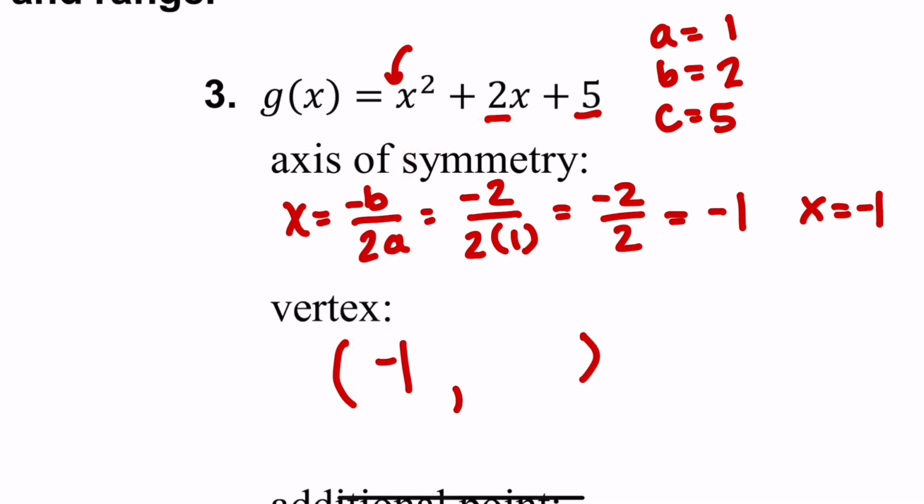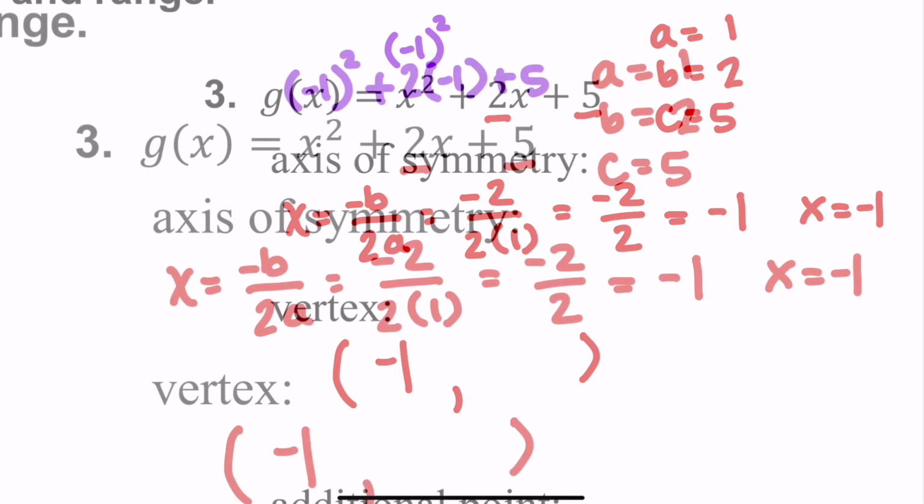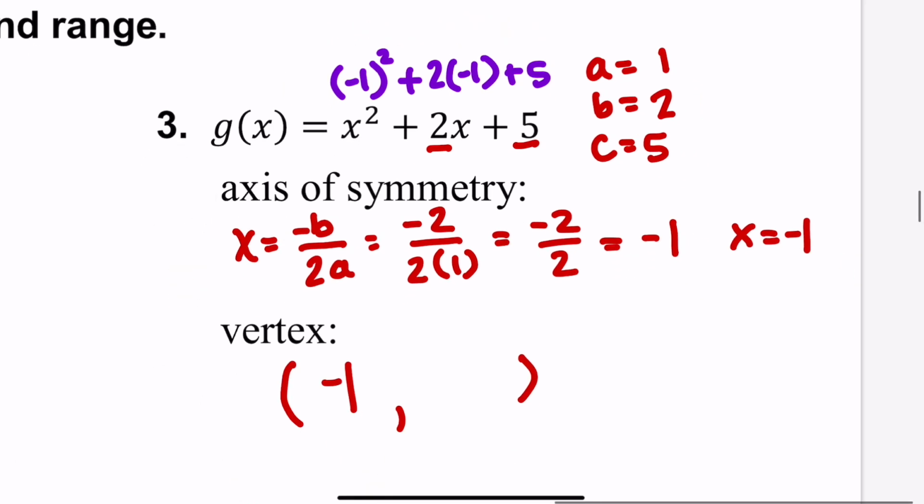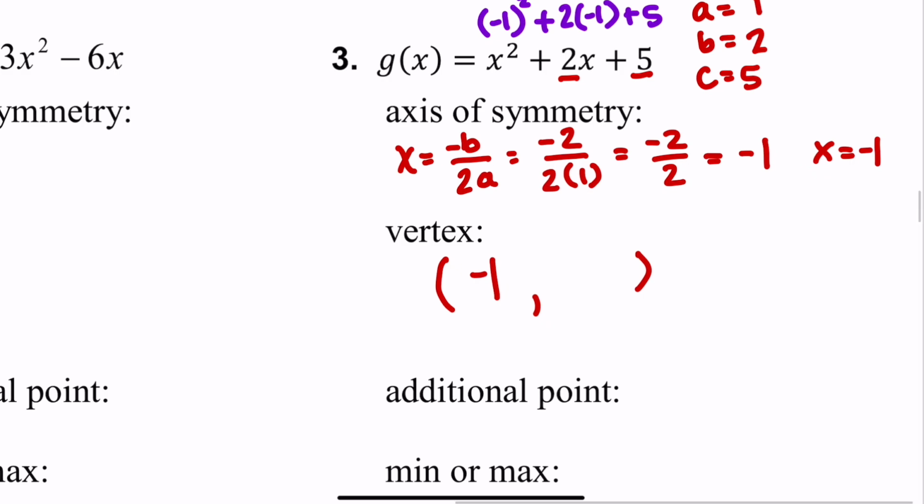So we're going to put a negative 1 in for our x. Negative 1 squared means negative 1 times negative 1, which is a positive 1. And then we have 2 times a negative 1, which is a negative 2, so 1 minus 2, and then we have a plus 5. Now 1 minus 2 plus 5 is a 4. So we're going to have the point negative 1 comma 4.